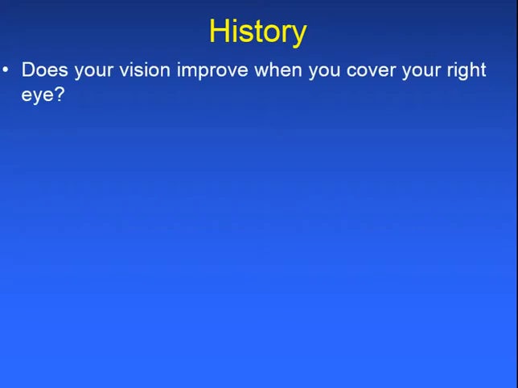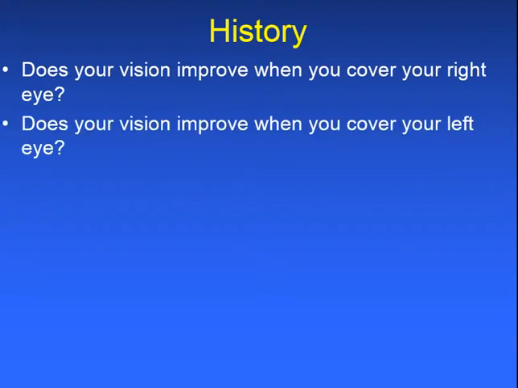And so the first two are always asked together, and those are, does your vision improve when you cover your right eye? And does your vision improve when you cover your left eye? Because if their blurry or double vision is occurring because of a misalignment between the eyes, then it should always be better when they look through either eye alone.